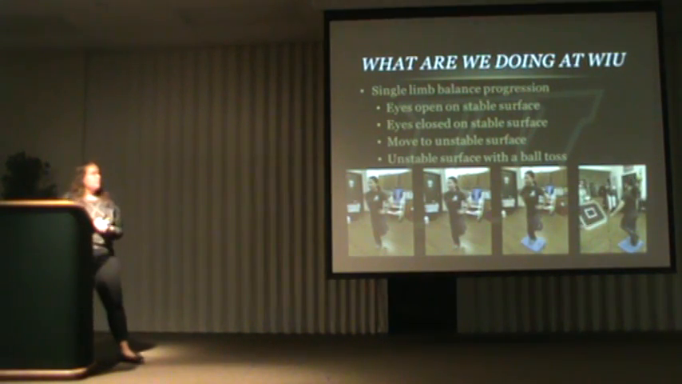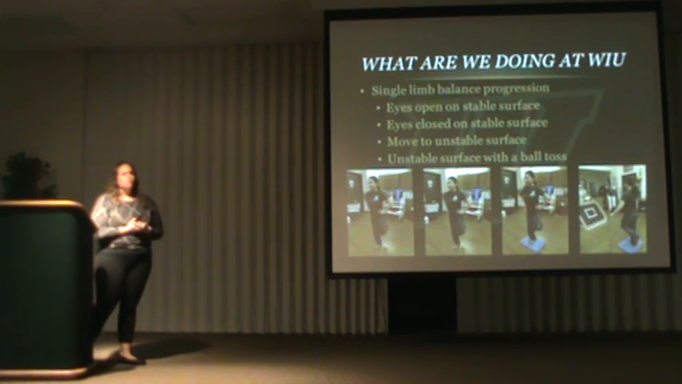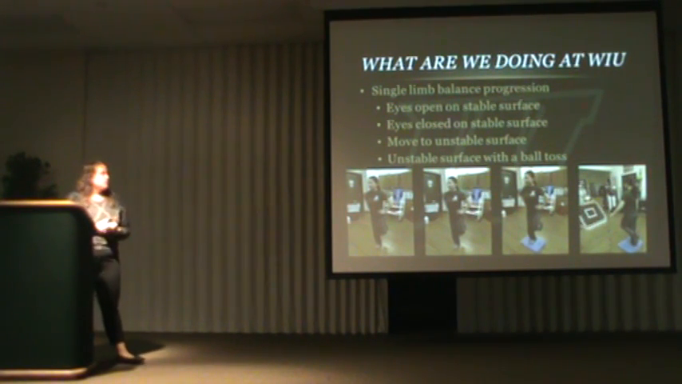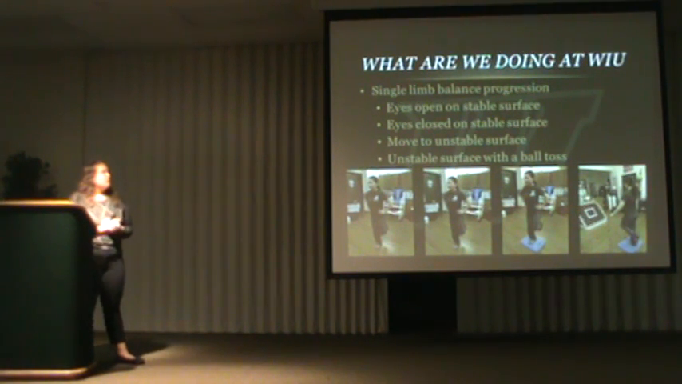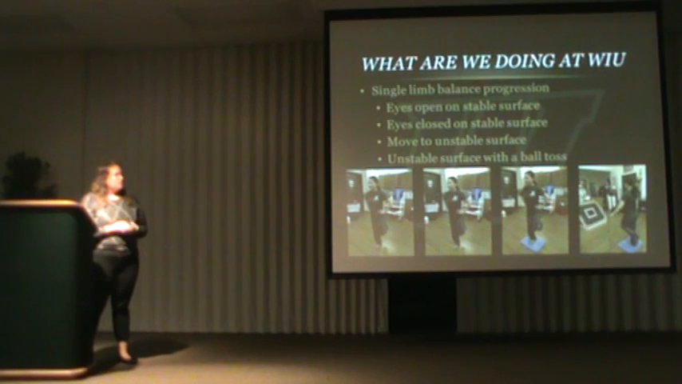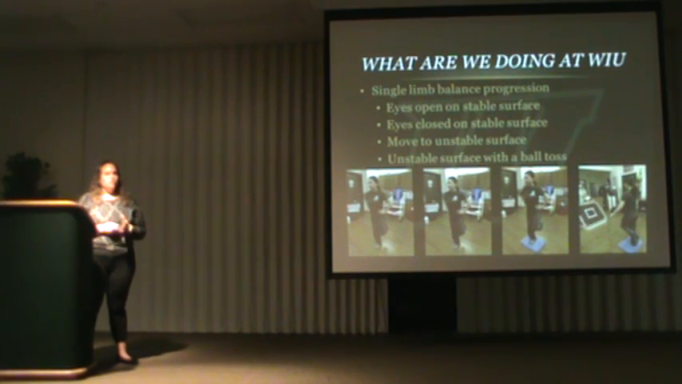Next, we do a single limb balance progression. So we obviously start with eyes open on a stable surface, then move to eyes closed on a stable surface, and then we progress to the unstable surfaces, usually a foam pad, and then an unstable surface with a ball toss. We usually start them at about 20 seconds and then progress to 30 and 45. Once they're able to do 45 seconds with no errors, then they can move to the next difficult exercise.